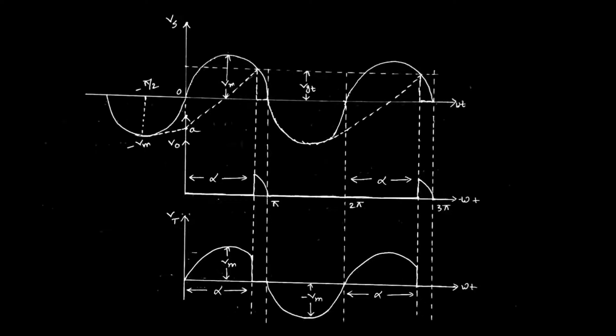So the capacitor is fully charged at the point of minus pi by 2, and the stored voltage across the capacitor is the peak value of the supply, which can be defined as minus Vm.